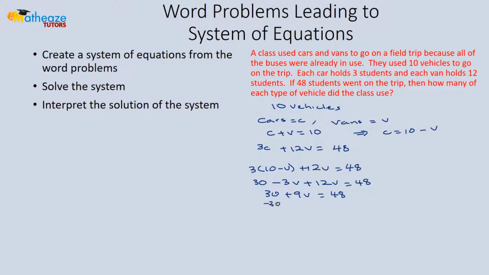We subtract 30 here, subtract 30. 9V is 18. Divide by 9. Divide by 9. So V is 2. And then C is 10 minus V, which is 10 minus 2, which will give us 8. So this means that there were 8 cars and 2 vans.